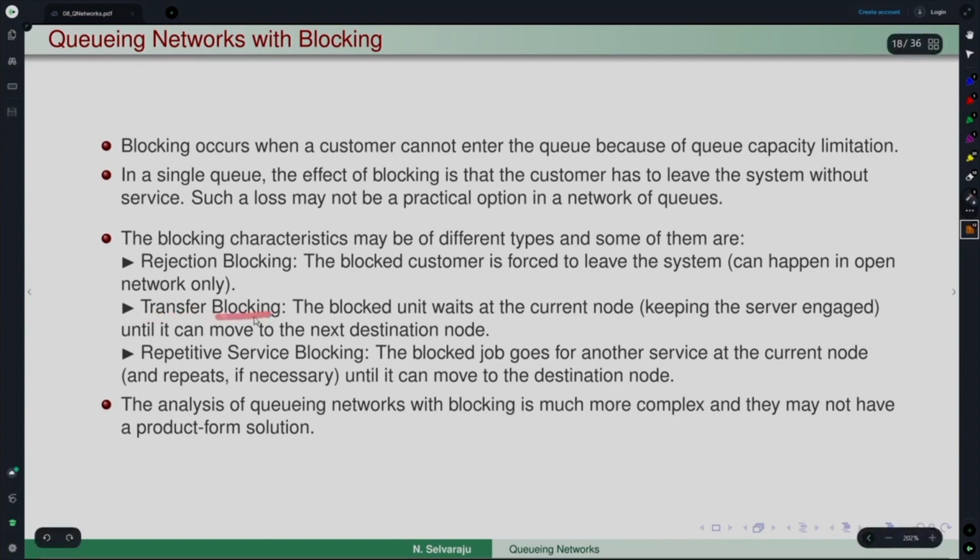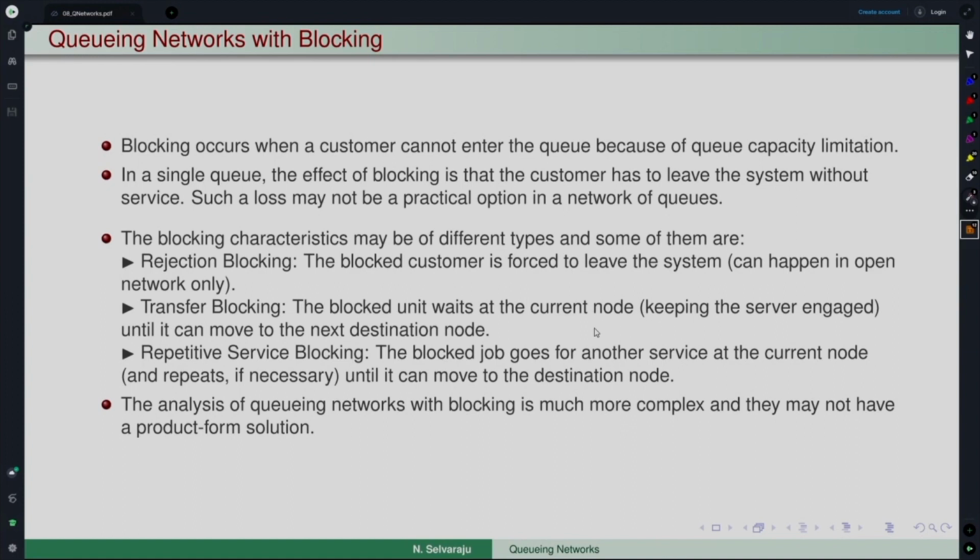The other is transfer blocking. This is what one typically assumes normally. So, the blocked units wait at the current queue after having completed their service. Now, it cannot release the server.